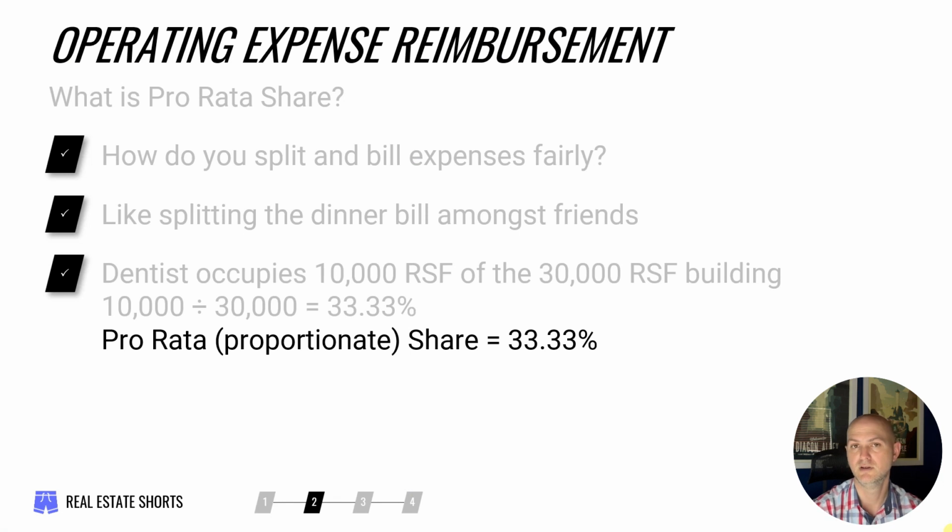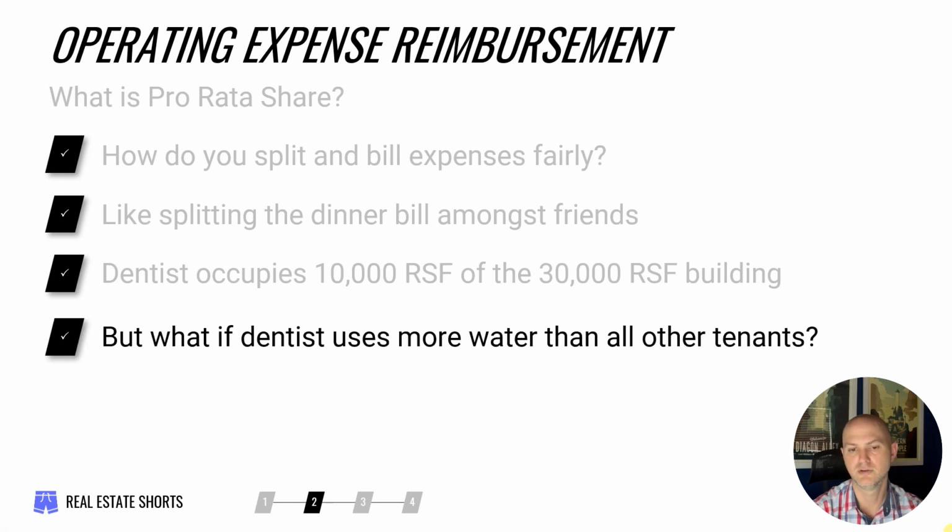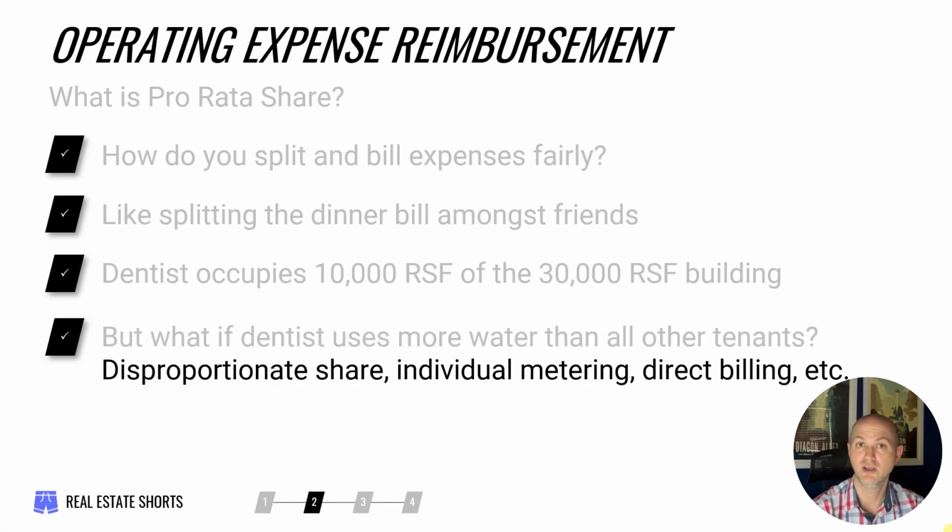that may not always be the case. So even though proportionate is the space that they occupy divided by the total, what if they use more or less? Or what if they're a great tenant or great negotiator and they negotiate something different? Again, this is where the lease holds true. So it is possible for there to be a disproportionate sharing of expenses, either higher or lower.